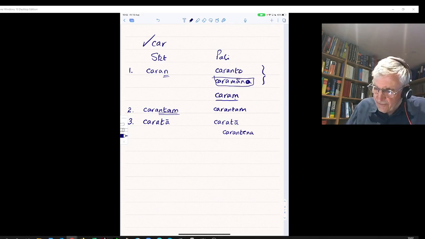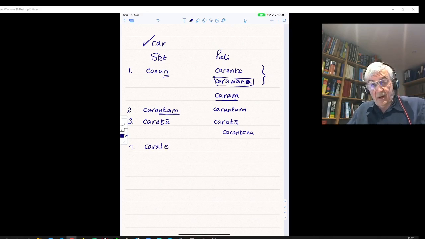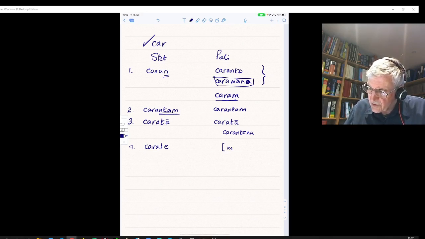In the dative, the fourth case, Sanskrit has charate, and this is the characteristic dative singular ending, masculine and neuter, for the consonantal stem, charate. In Pali, of course, the dative has become the same as the genitive, so I'll just put it as genitive, so it's no different.